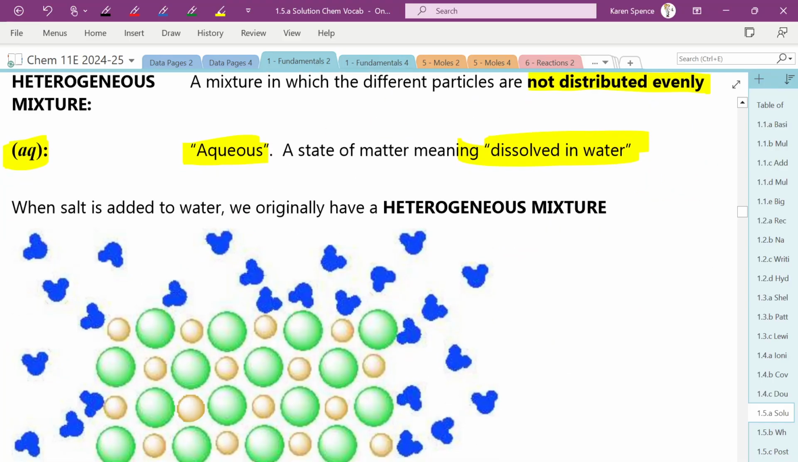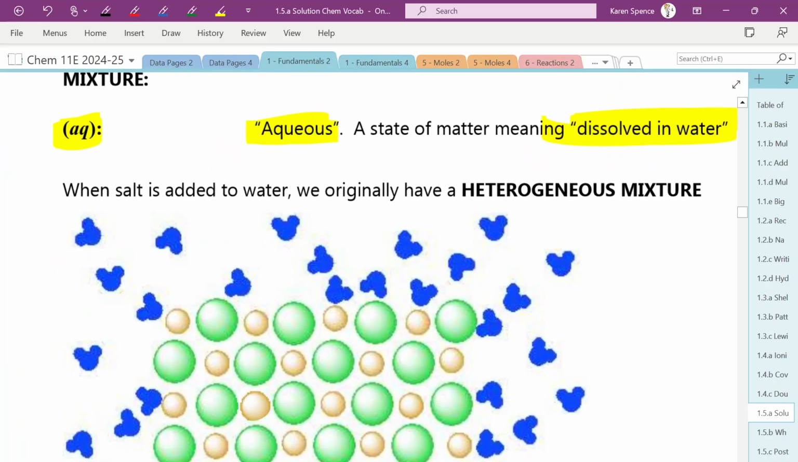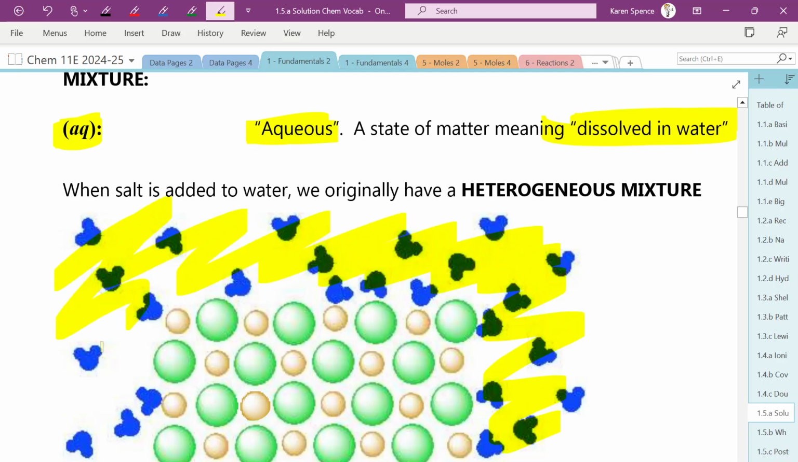Okay, so here we have some salt in water. And if we just have added that salt crystal, in that instant when we add it in, has it dissolved yet? Has that salt crystal dissolved yet? No. Okay, it's just sitting there. Right now, this is a heterogeneous mixture. We have the water area, and we have the salt area.